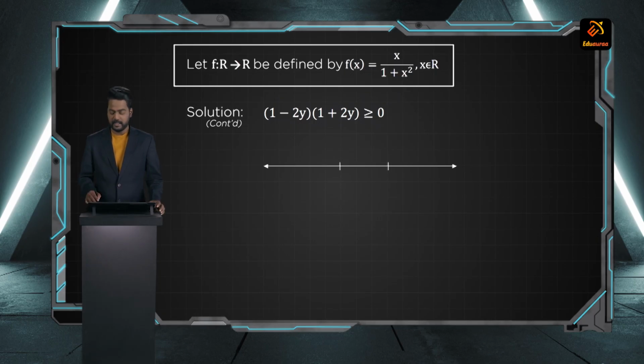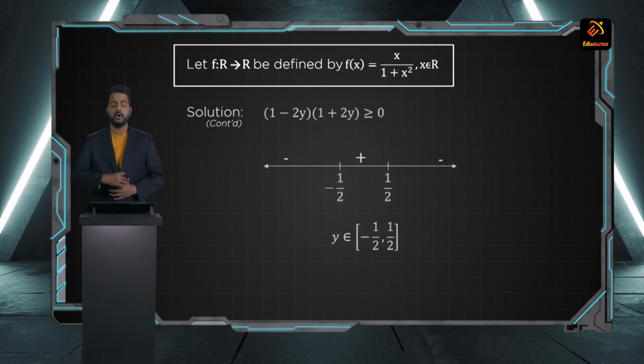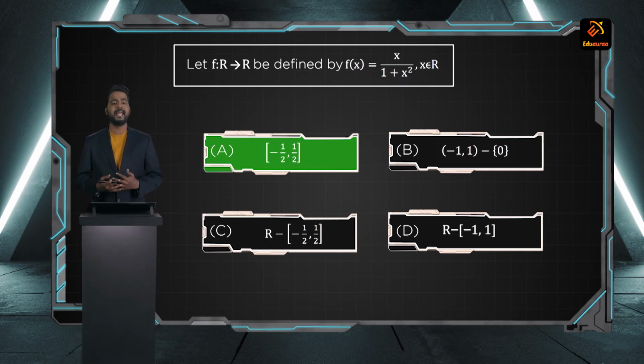Now I am going to find the critical values. The critical values will be 1 by 2 and minus 1 by 2. So I will draw a number line. These will be the critical points. Now substituting 0, it will be positive. So this region is positive, and the others are negative. So 1 minus 2y and 1 plus 2y should be greater than or equal to 0. It means y will belong to minus half to half inside the closed interval, because it should be greater than or equal to 0. So the option which is right is option A. Understood? Moving further to the next question.